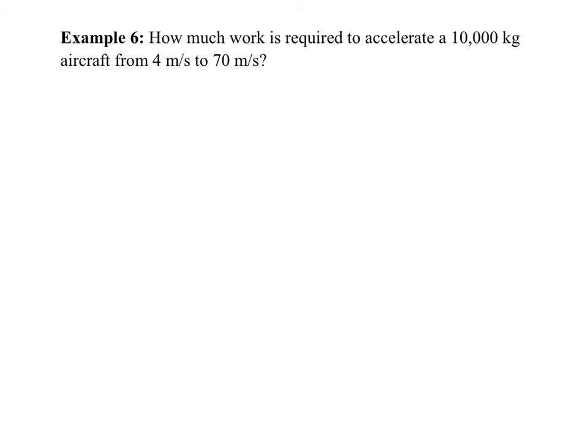So the first example says the following. How much work is required to accelerate an aircraft, and this is the approximate mass of an aircraft, from 4 meters per second to 70 meters per second? And both of those speeds are reasonable as well. 70 meters per second is like 200 miles an hour, which is what aircraft need to lift off.